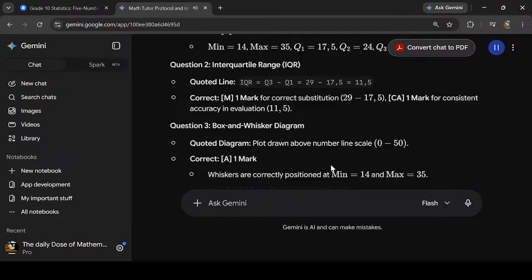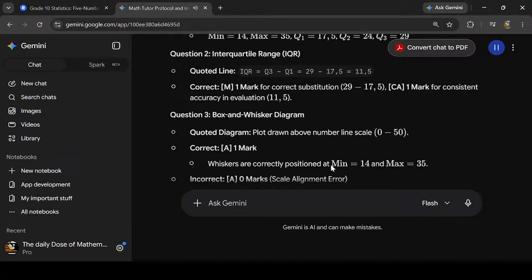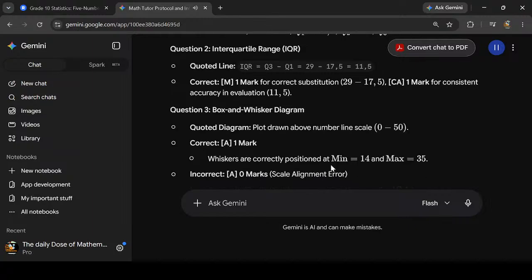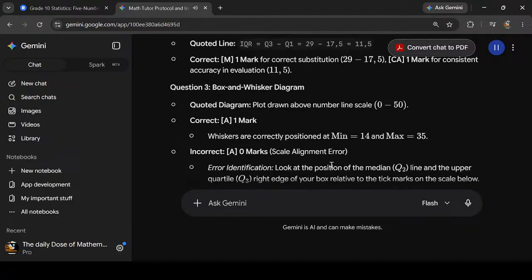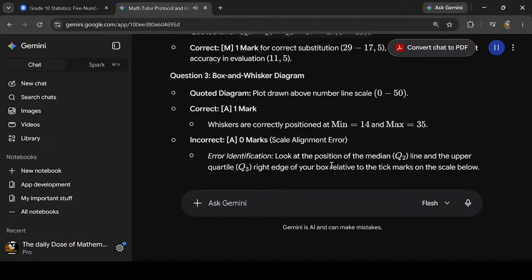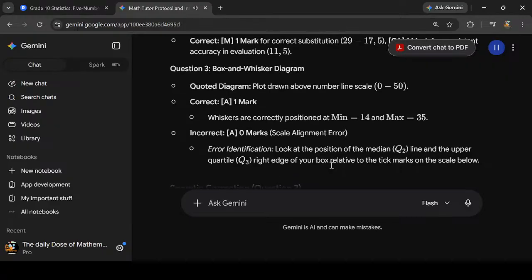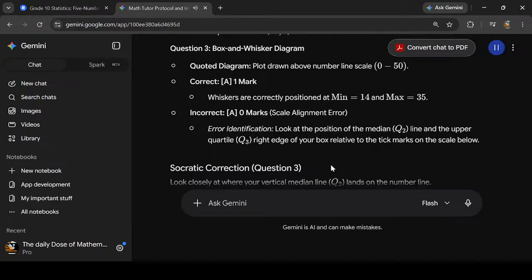Question 3, box and whisker diagram. Correct diagram: plot drawn above a number line scale, 0 to 50. Correct answer, 1 mark: whiskers are correctly positioned at min equals 14 and max equals 35. Incorrect answer, 0 marks: scale alignment error.